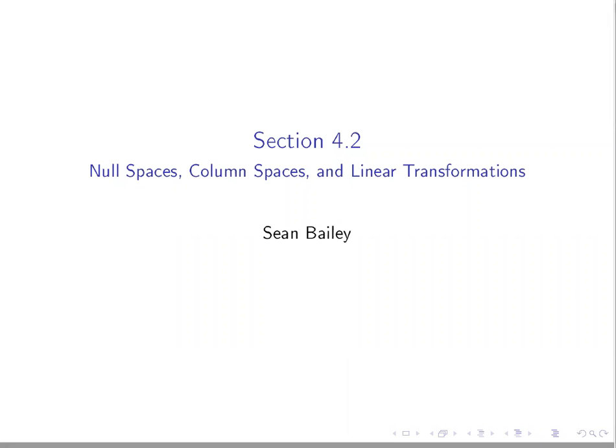Welcome to section 4.2. So we're going to continue our discussion of vector spaces by talking about a couple of specific vector spaces that are really important in terms of matrices. These are null spaces, column spaces, row spaces, and we'll also talk about how this affects linear transformations. So let's just jump in.